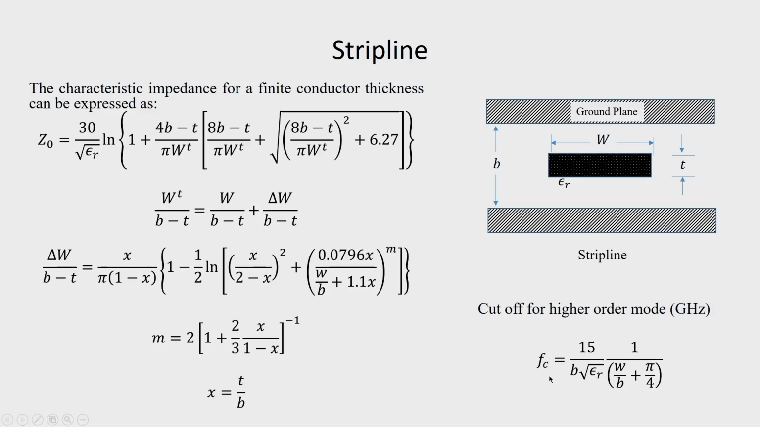Now, strip line, as we have mentioned, carries TEM wave. Now, if the frequency of operation is increased above certain cutoff frequency, this strip line can support higher order modes. So, the cutoff for this higher order mode can be calculated for a given line using this expression: Fc is equal to 15 divided by b root epsilon r into 1 by w by b plus pi by 4. So, if we want to avoid excitation of higher order modes, we must design the strip line such that it operates below the cutoff frequency.